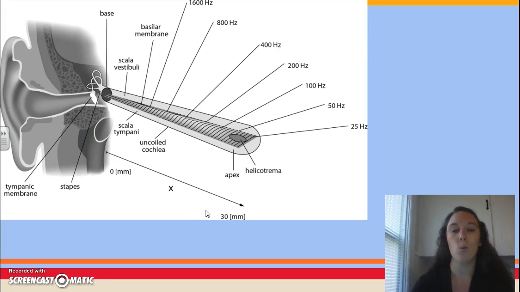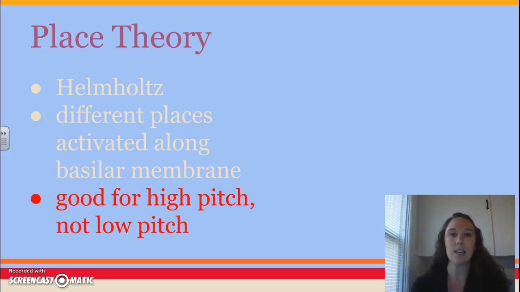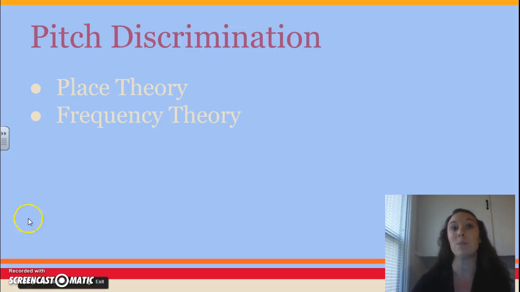Now, the problem with the place theory is it does a really good job of helping us understand how we can determine high pitches, but it's not as exact with low pitches. There's a little bit more precision when we're trying to locate the really, really high pitch, but with low pitch, it doesn't seem to be as precise. So place theory is one of the ways that we understand pitch discrimination, but it really works well for high pitch as opposed to low pitch. So to understand how we're able to determine or discriminate between really low pitch sounds, we need another theory, and that other theory is going to be frequency theory.